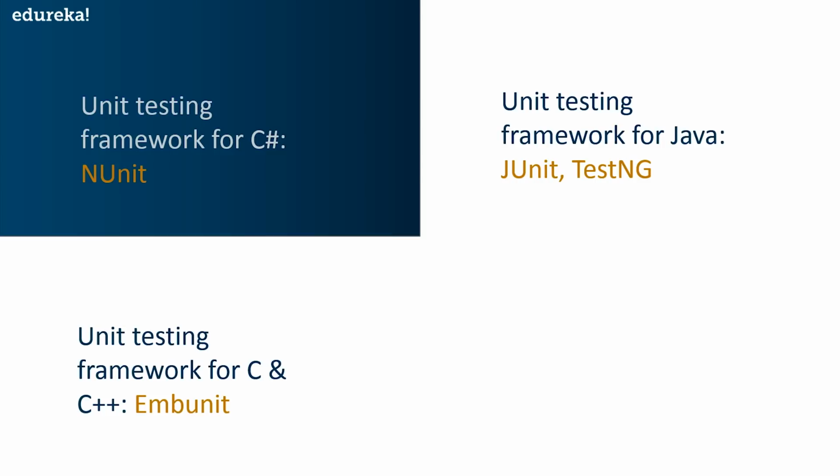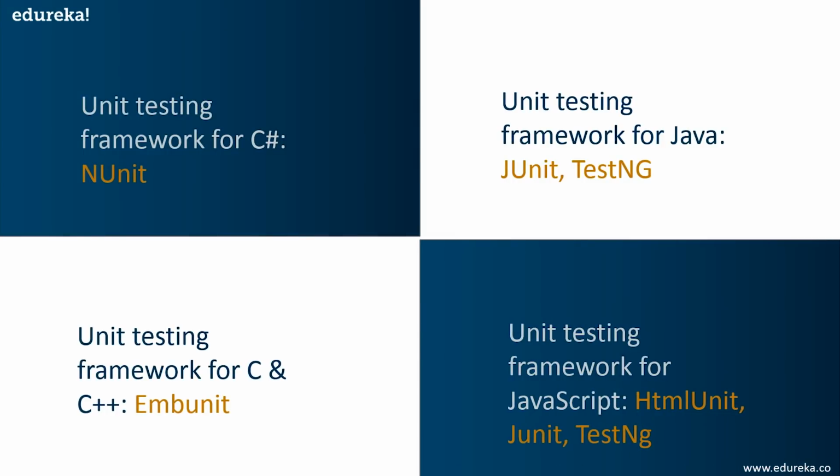A unit testing framework for C and C++ is MUnit. It's an open source unit testing framework which is designed for software applications which are written in C or C++. It's used by both developers and testers for software applications which are written again in C and C++.